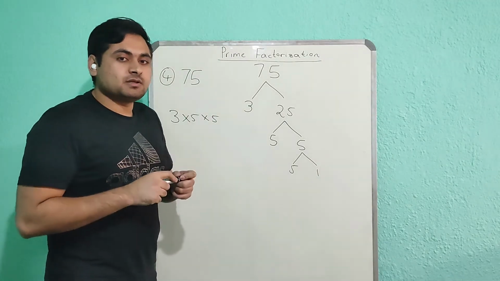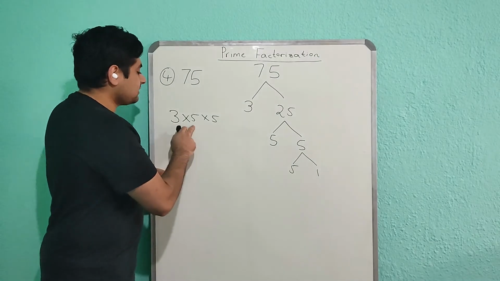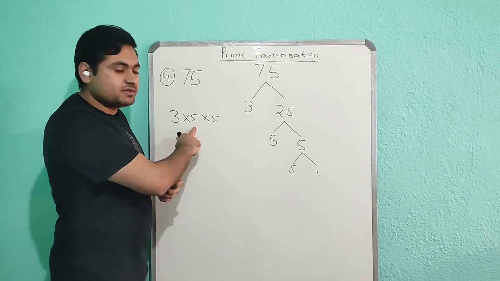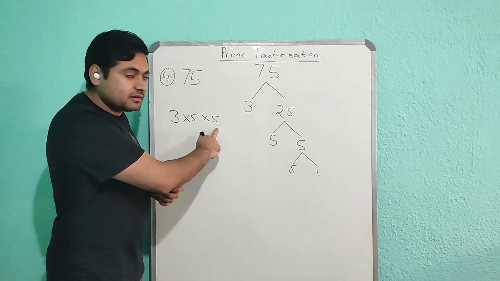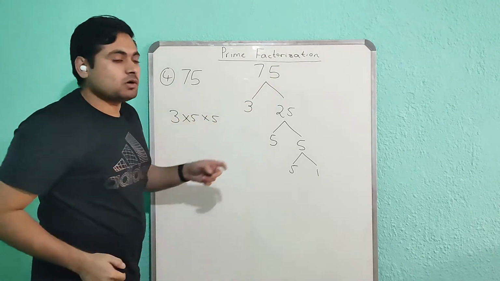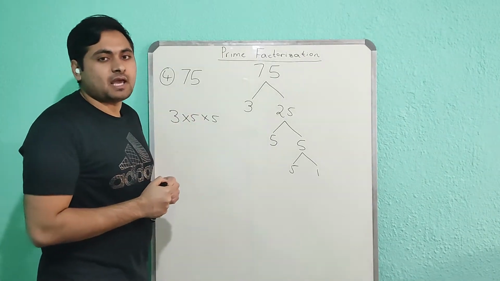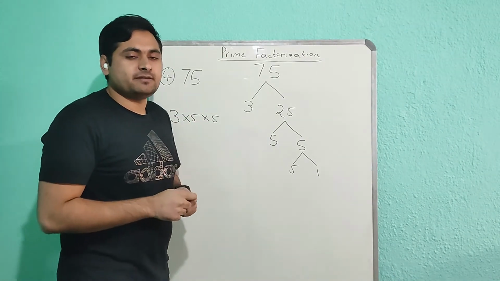How do we know our answer is correct or not? We simply multiply our prime factors. What is 3 times 5? That gives us 15. What is 15 times 5? That gives us 75. Therefore, 75 was our question, so our prime factors are correct. Hence, our answer is 3 times 5 times 5. Let's move on to the next example.